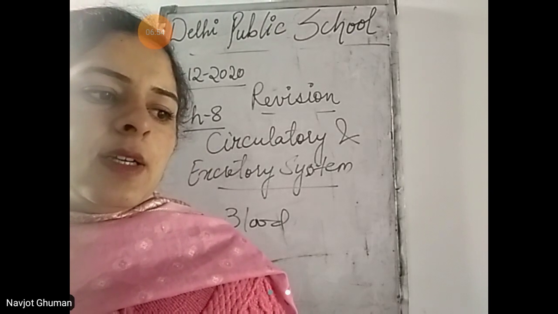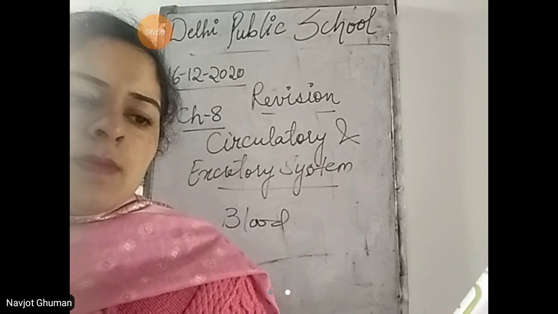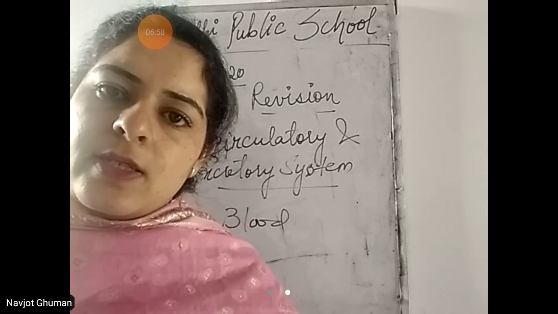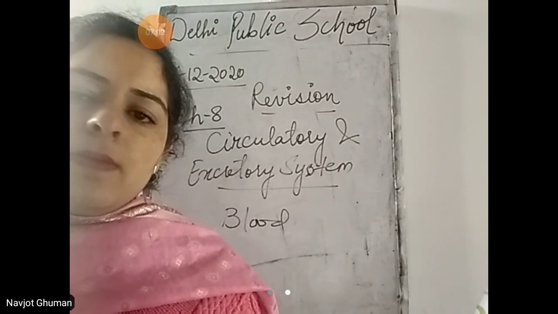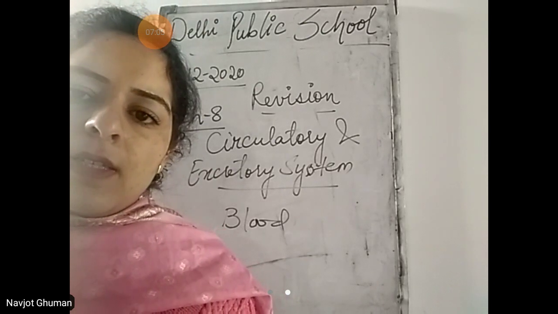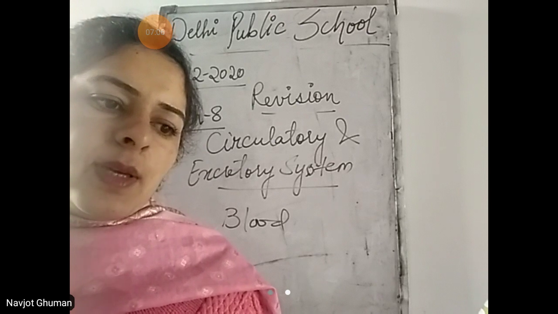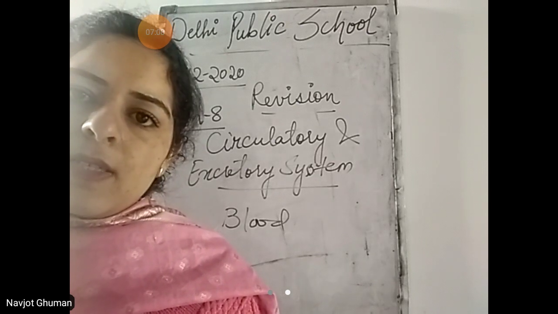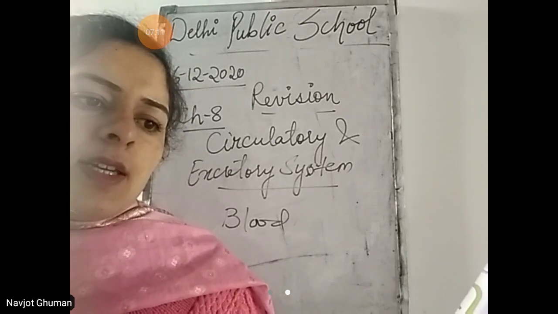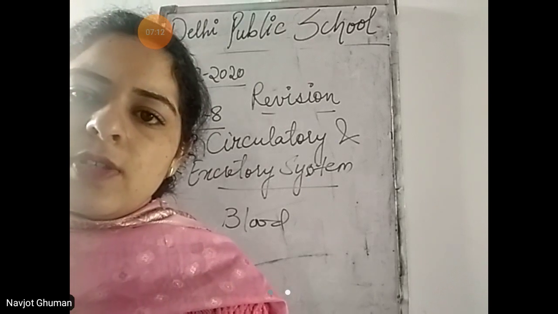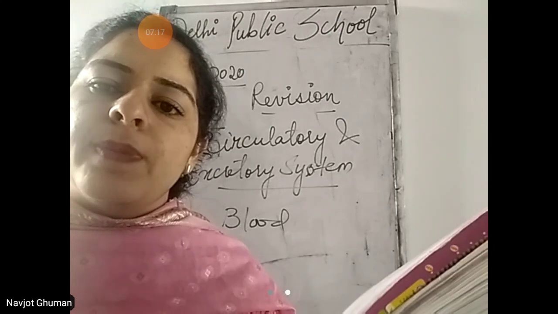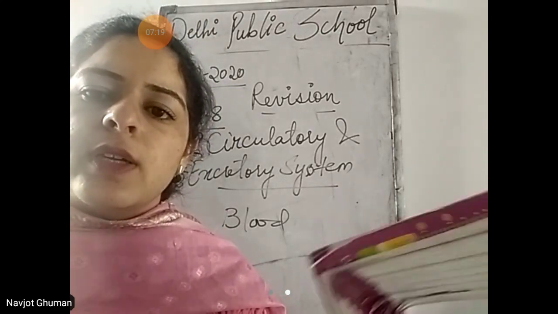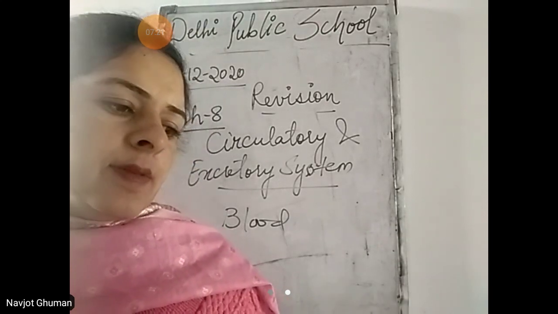Match the following. Circulatory system, transport of substances, it transports substances. Excretory system, removal of waste. Arteries and veins, blood vessels. Kidneys, urine formation takes place over here. And heart is a pumping organ. It is a pumping organ that pumps blood.